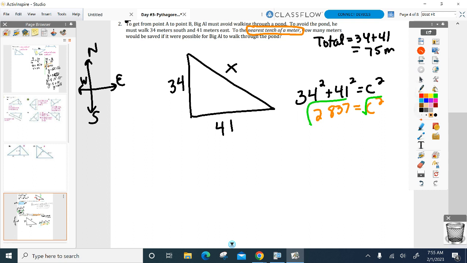Now I have a question for you. And this question is going to come up more and more. Is this my answer, whatever I get for c here? How much you saved, is that my answer? No, and I asked you that for this reason.